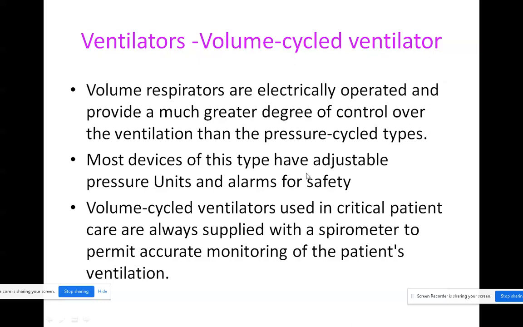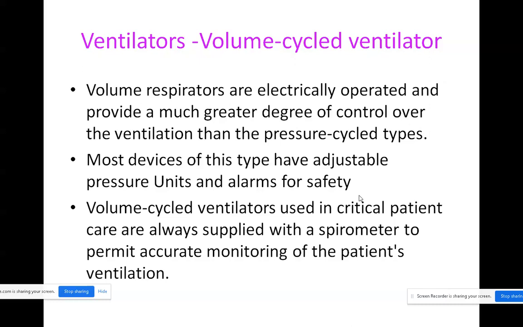So most devices of this type have an adjustable pressure unit and an alarm for safety. So they will have the adjustable pressure unit as well as the alarm. Okay, the alarm is for safety purposes. Whenever the patient is in difficulty, at that time the alarm will ring. The adjustable pressure unit will help to adjust the pressure value of your oxygen.